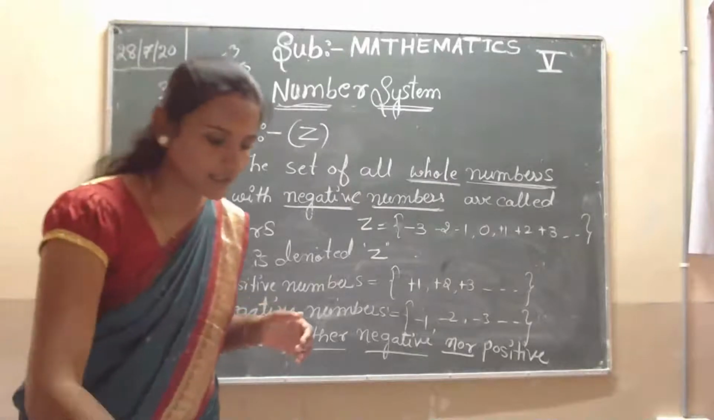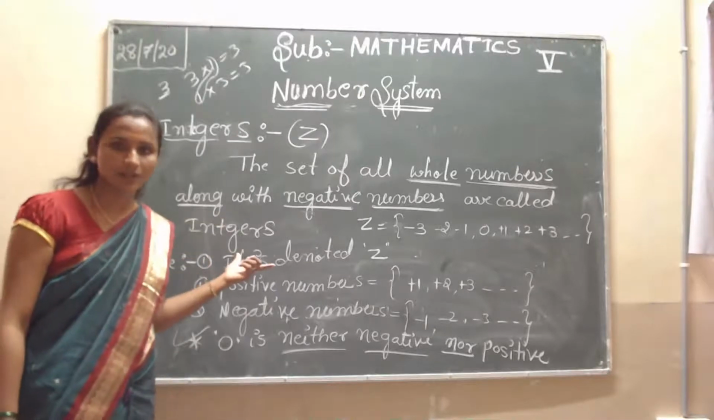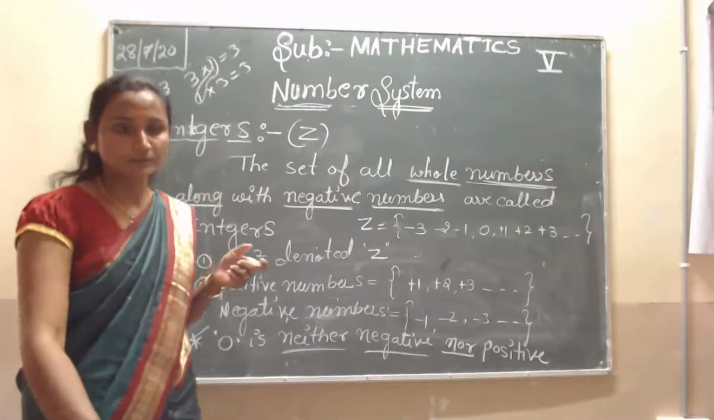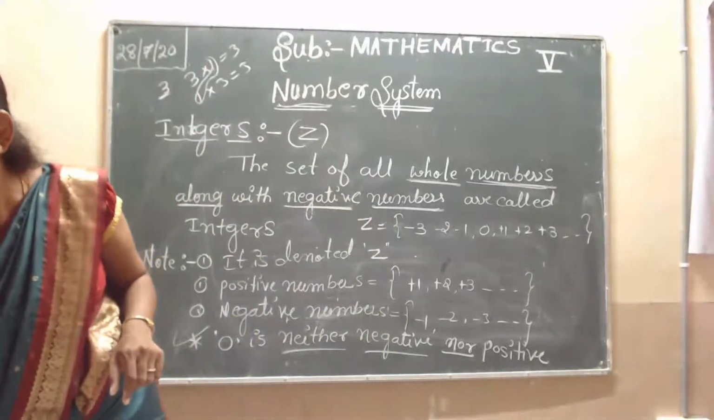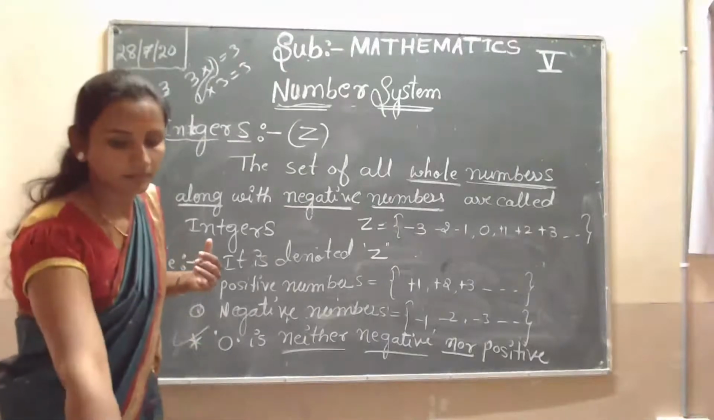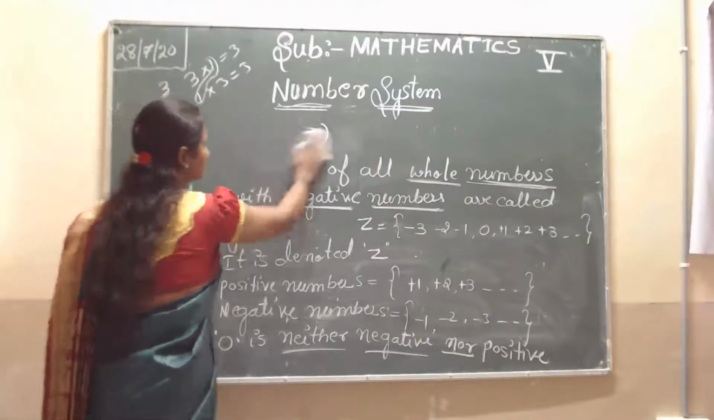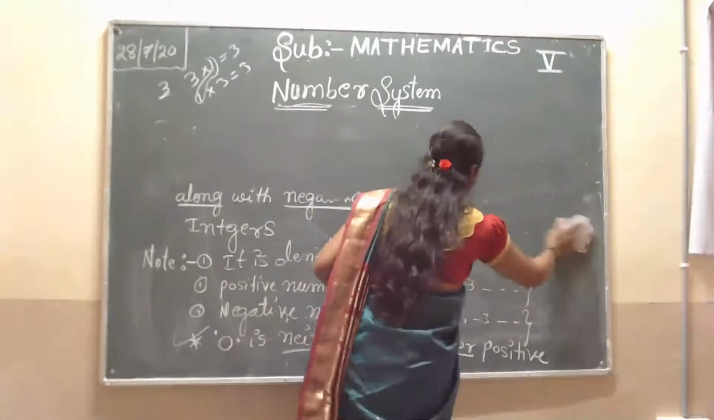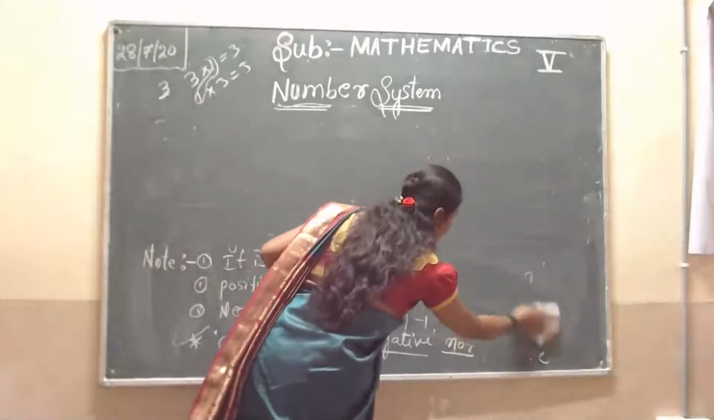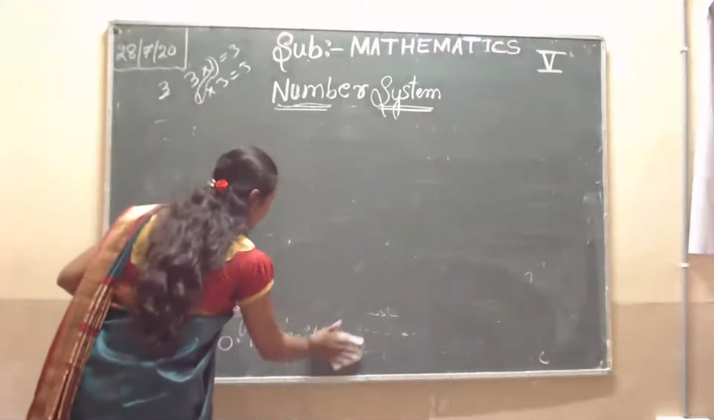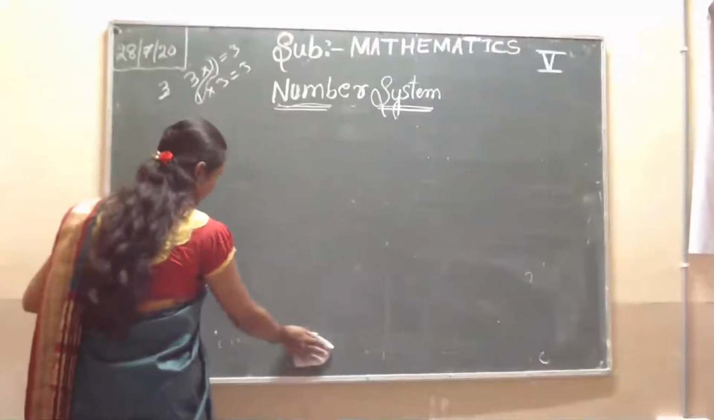Okay students, this is completed. These types of numbers, six points, are completed. Some exercises I will solve tomorrow in the continuing classes. So the basic points are all completed.